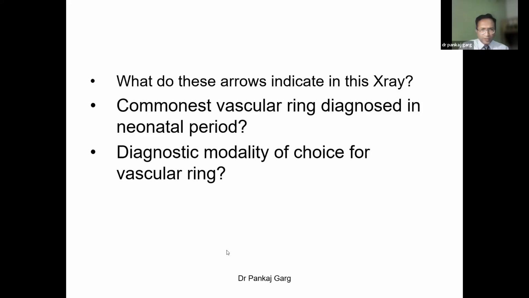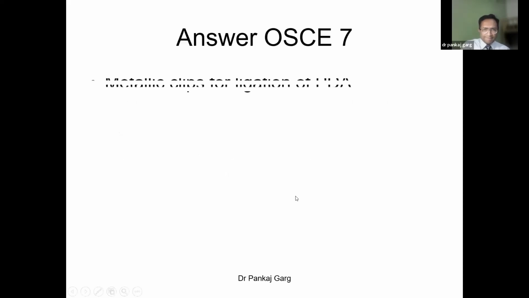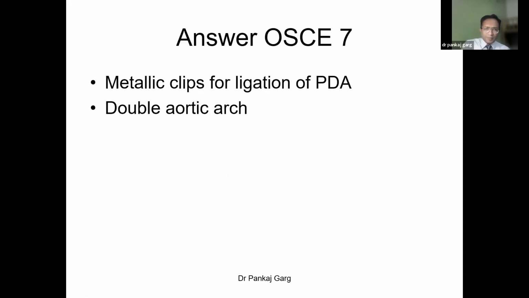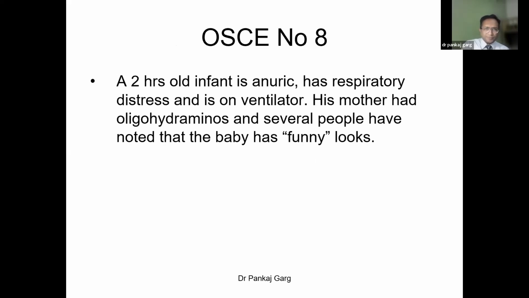As I told you already, the double aortic arch is the commonest. Angiography is not the right answer. CT angio can be done, but CT angio will require a dye. So MRI or MR angio will be the right choice. So MR angio will be the right answer. So metallic clips, double aortic arch, and MRI or MR angio can be the right answers for this.